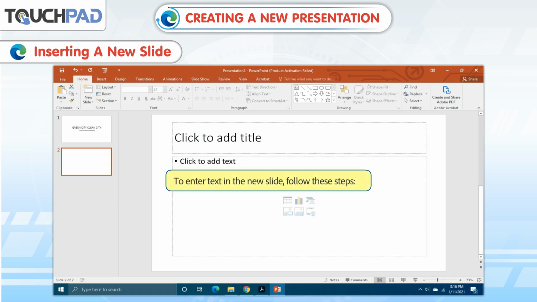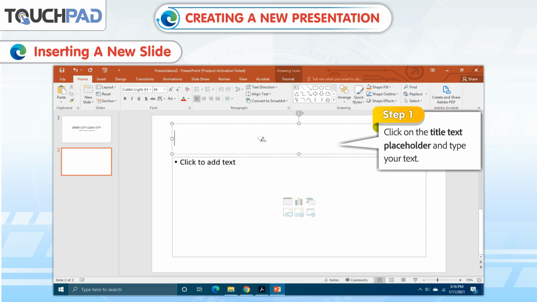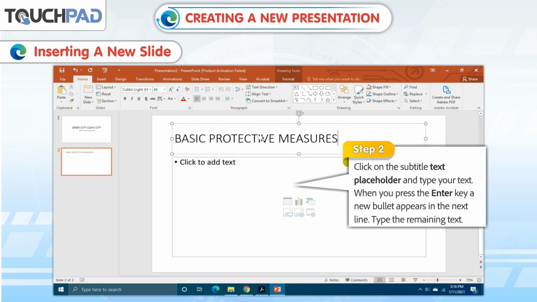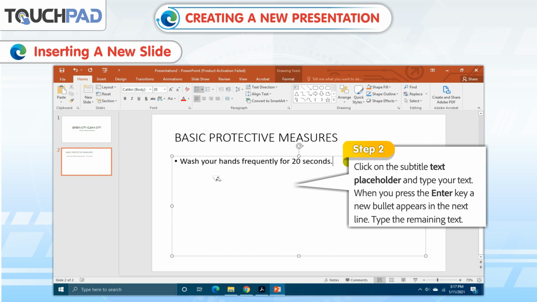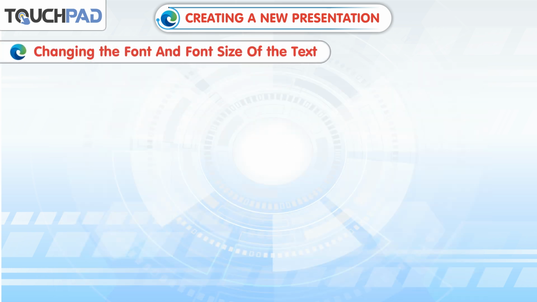To enter text in the new slide, follow these steps. Step 1. Click on the title text placeholder and type your text. Step 2. Click on the subtitle text placeholder and type your text. When you press the Enter key, a new bullet appears in the next line. Type the remaining text.